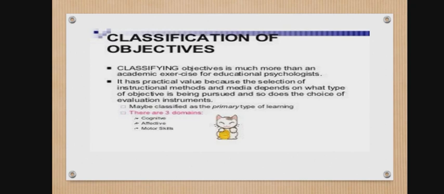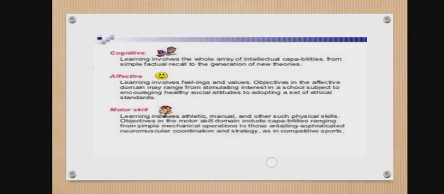Objectives may be classified by the primary type of learning. We have three domains: cognitive, affective, and motor skills. When you say cognitive, the learning involves the whole array of intellectual capabilities, from simple factual recall to the generation of new theories. When I say affective, learning involves feelings and values. The objectives in the affective domain may range from stimulating interest in a school subject to encouraging healthy social attitudes to adopting a set of ethical standards.